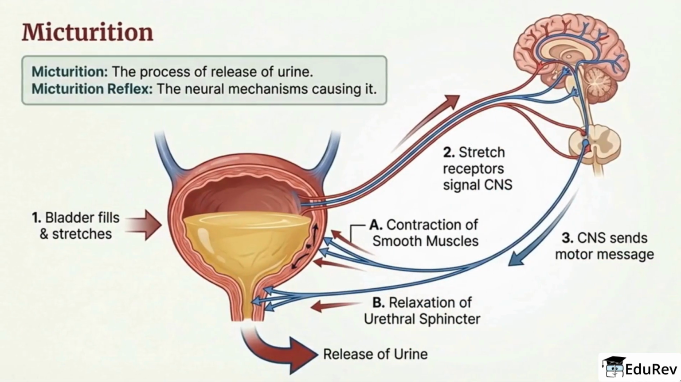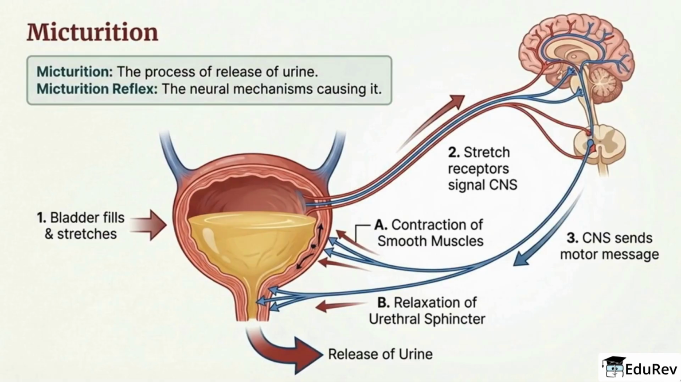Now to micturition, the process of emptying the bladder. As the bladder fills, stretch receptors send signals to the central nervous system. A coordinated reflex causes the detrusor muscle of the bladder to contract, while the urethral sphincter relaxes, allowing urine to be expelled. Voluntary control from higher centers can delay the reflex until conditions are appropriate.